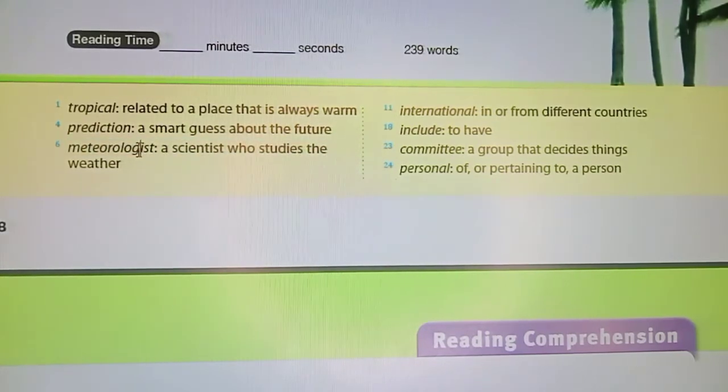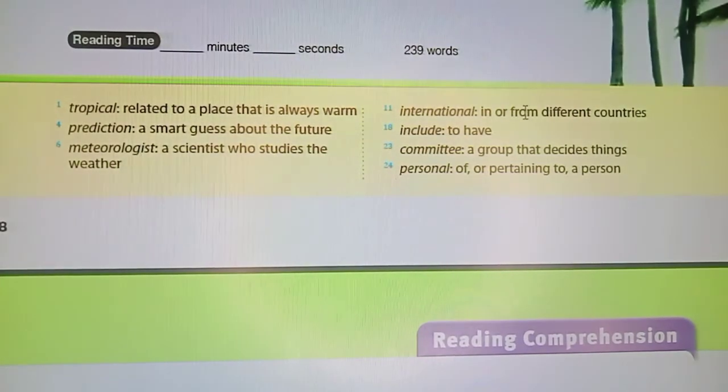Meteorologist. What does it mean? Meteorologist here. Scientist who studies the weather. So, a scientist who studies the weather here is meteorologist. The next one, international. In or from different countries. So, in or from different countries, something. When something is in or from different countries, it's international.